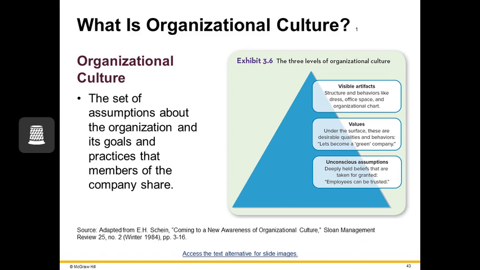All right. And then we have our unconscious assumptions. And these are the deeply held beliefs that kind of get taken for granted. So maybe employees at Zappos believe that everybody wants to take care of the customer. Okay, maybe they believe that everybody wants to have fun at work. These would be examples of unconscious assumptions.